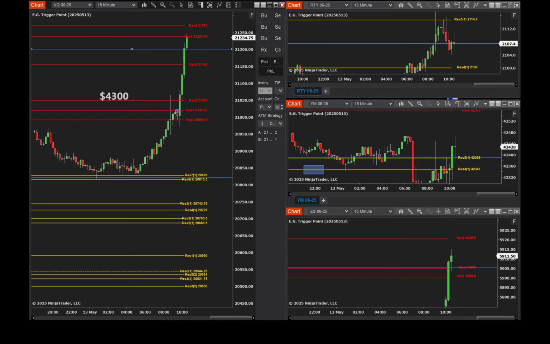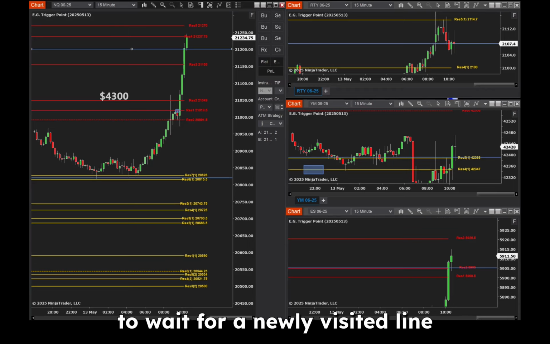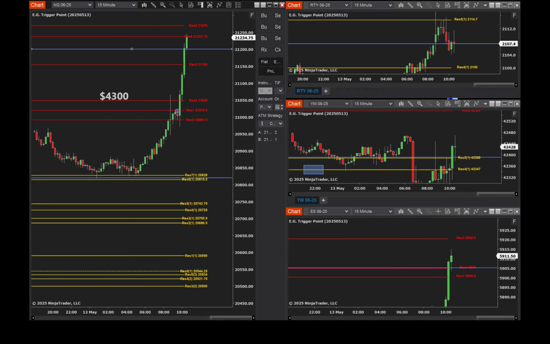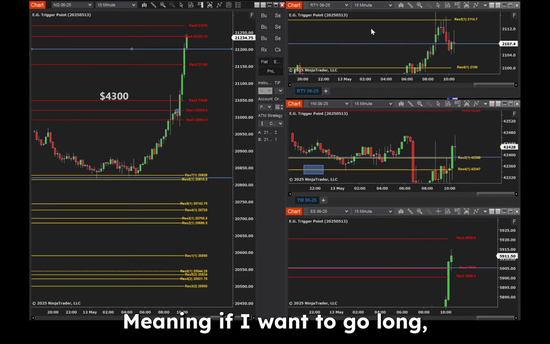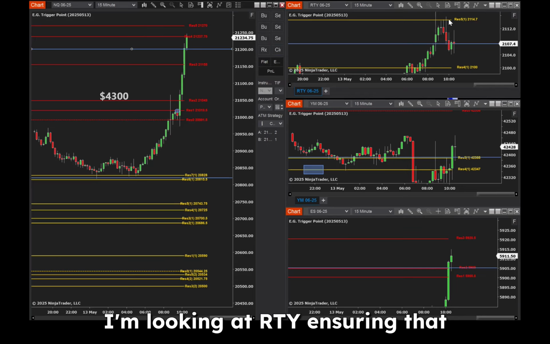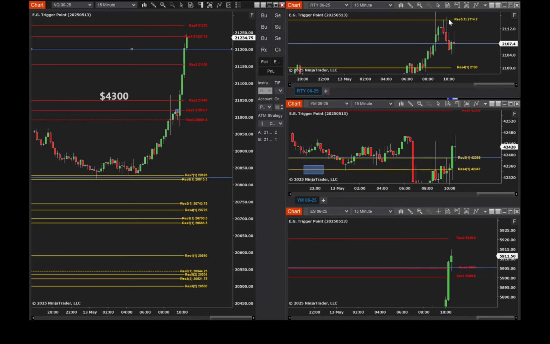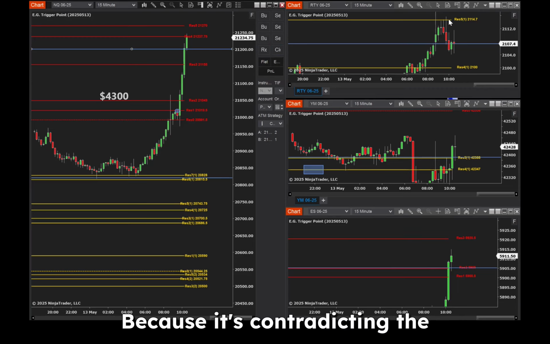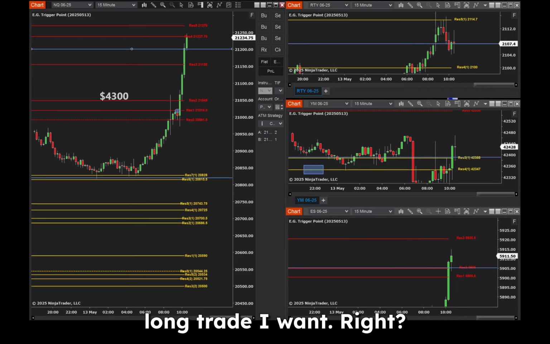Yeah, I trade NQ. I prefer to wait for a newly visited line and confirm my entries based on correlated assets. And I see that RTY is not contradicting the direction I want. Meaning, if I want to go long, I ensure that RTY is not at support or resistance. I'm sorry, if I want to go long, I'm looking at RTY, ensuring that RTY is not at resistance because it's contradicting the long trade I want, right? You will see in many cases that RTY will keep you out of bad trades.